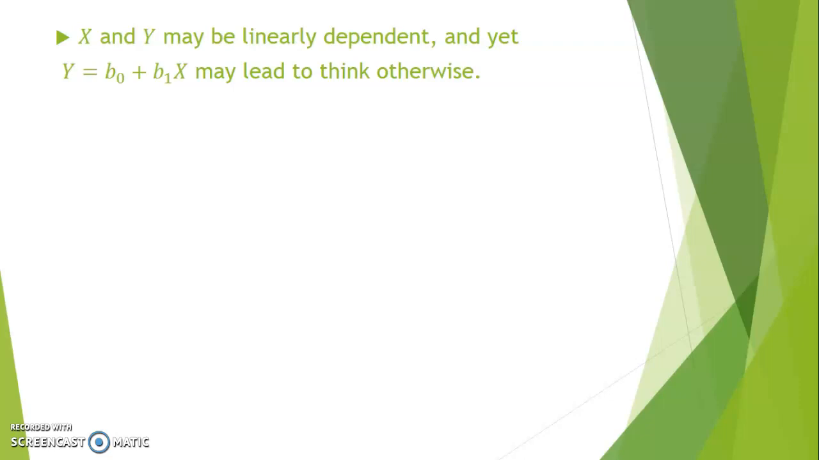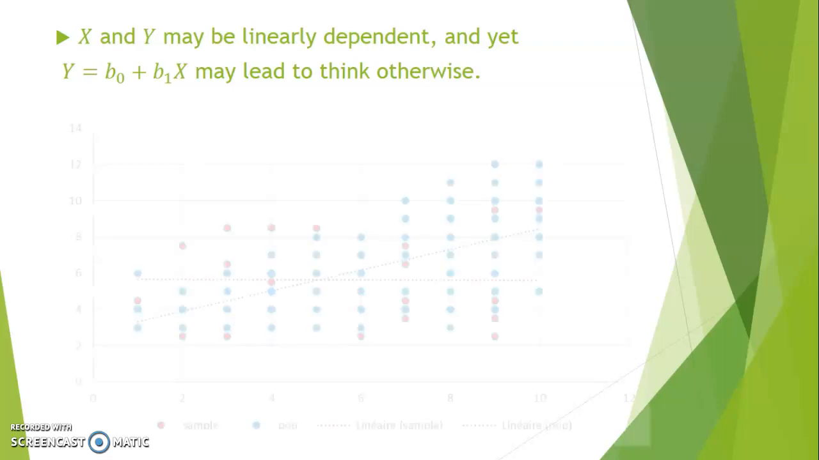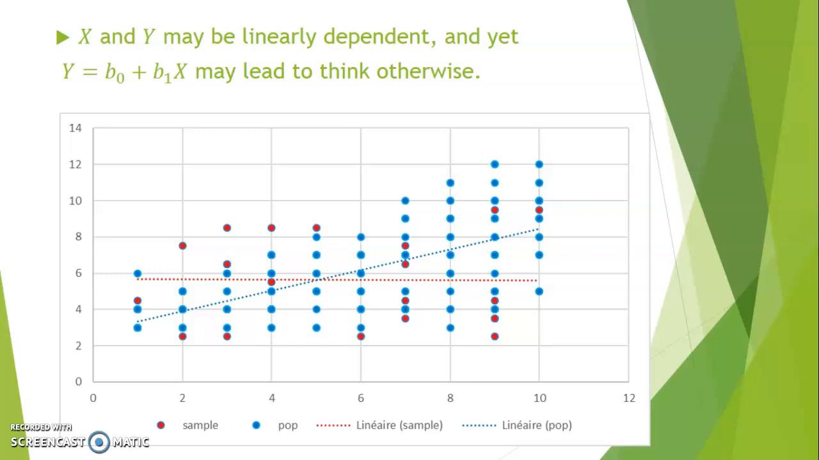For example, x and y may be linearly dependent, and yet the sample best fit curve may lead us to think otherwise. In this graph, we have the blue trend, which is that of the population, which clearly increases, and in red are sample points that were selected, and the best fit curve through the sample had no particular trend with a slope of practically 0.